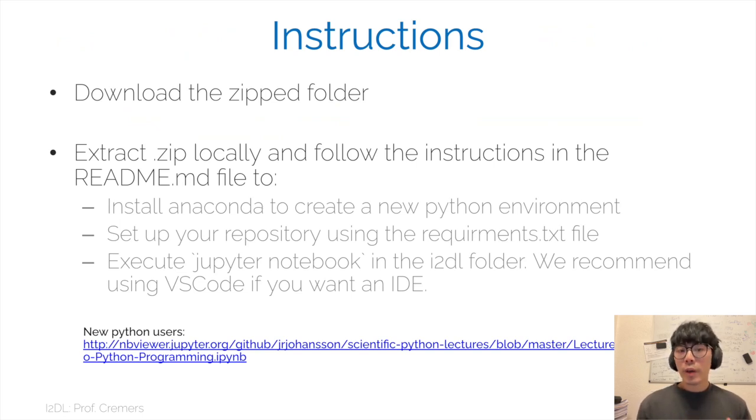So if you want to make your environment clear, usually for every project you will create a specific Python environment with a specific name you can give. This is the reason why we need to guide you on how to set up a new Python environment. And then just set up your repository using the requirements text file.